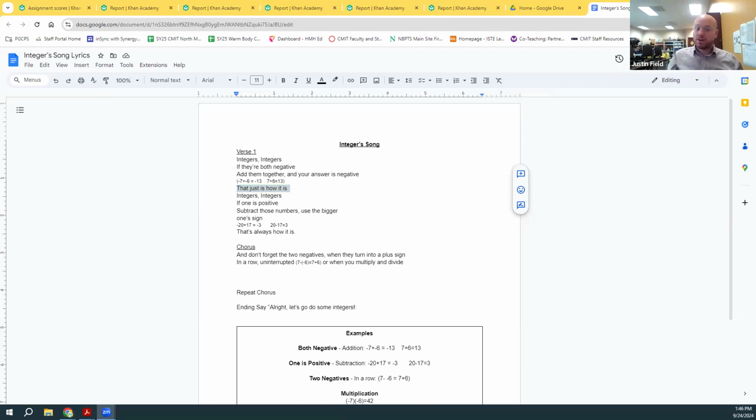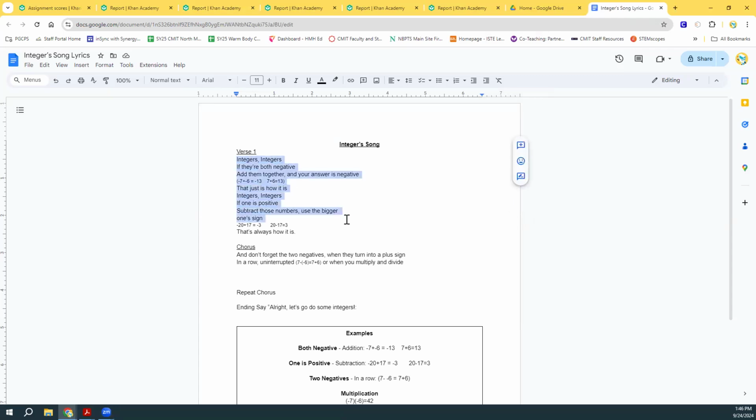So all right, we're going to do some expressions here, and the song, you need to learn the lyrics to these songs because, and I'm going to give you this tomorrow, but you can see it right here. So if we have two negative integers, then we add them together and their answer is negative. -7 plus -6 is 7 plus 6, 13, -13.